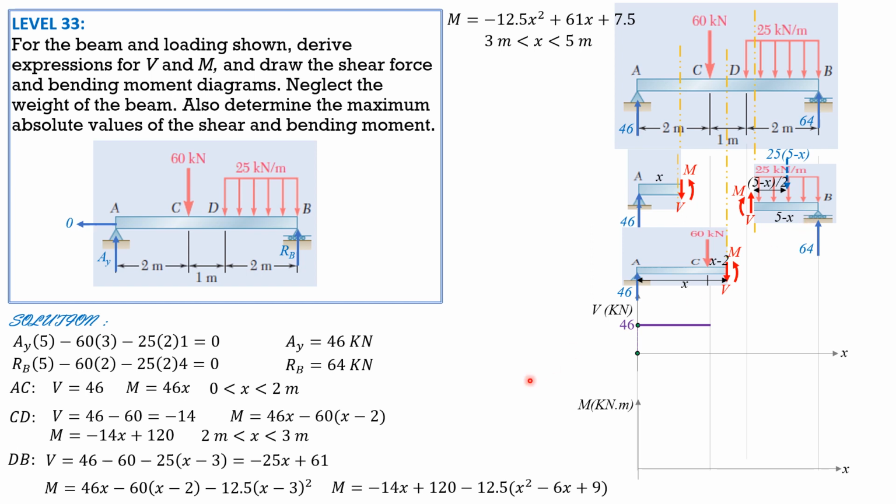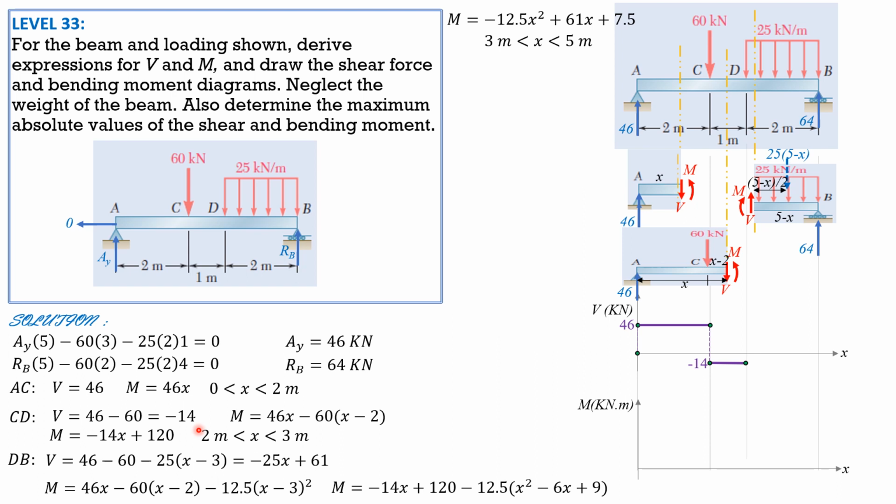So first, let's plot. We will just verify that later. So let's plot the shear diagram. So for AC, when x is 0, shear is 46. When x is 2 meters, because this is from 0 to 2, it is also 46, so constant. Then for portion CD, this is the shear equation, negative 14. When x is 2, negative 14, as shown. Then it is also negative 14 when x is 3, up to 3.